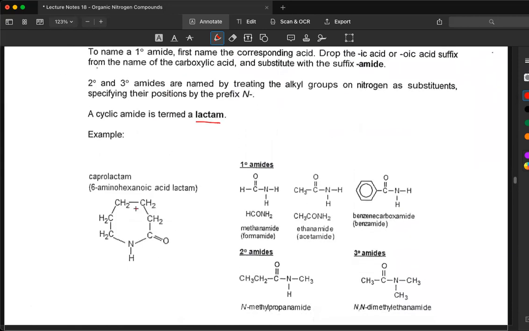Example, caprolactam. In terms of naming, this is the acid, 1, 2, 3, 4, 5, 6, hexanoic acid. The amino group is on the 6th carbon, so it's called 6-aminohexanoic acid lactam. Just an example.